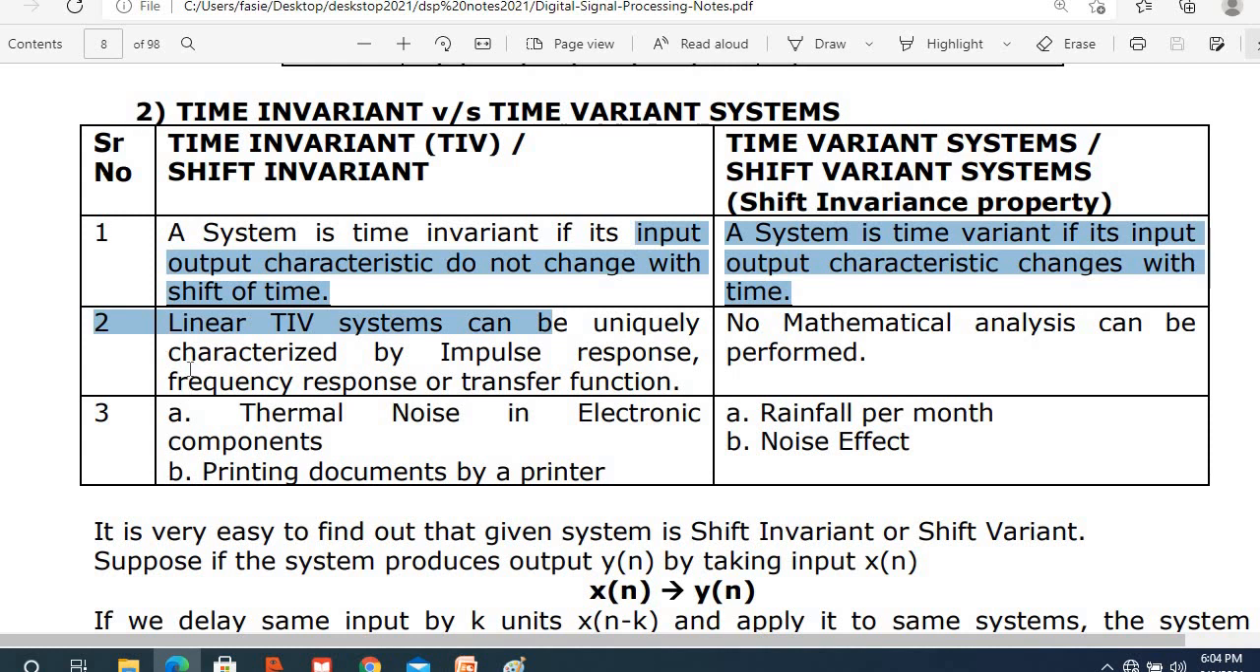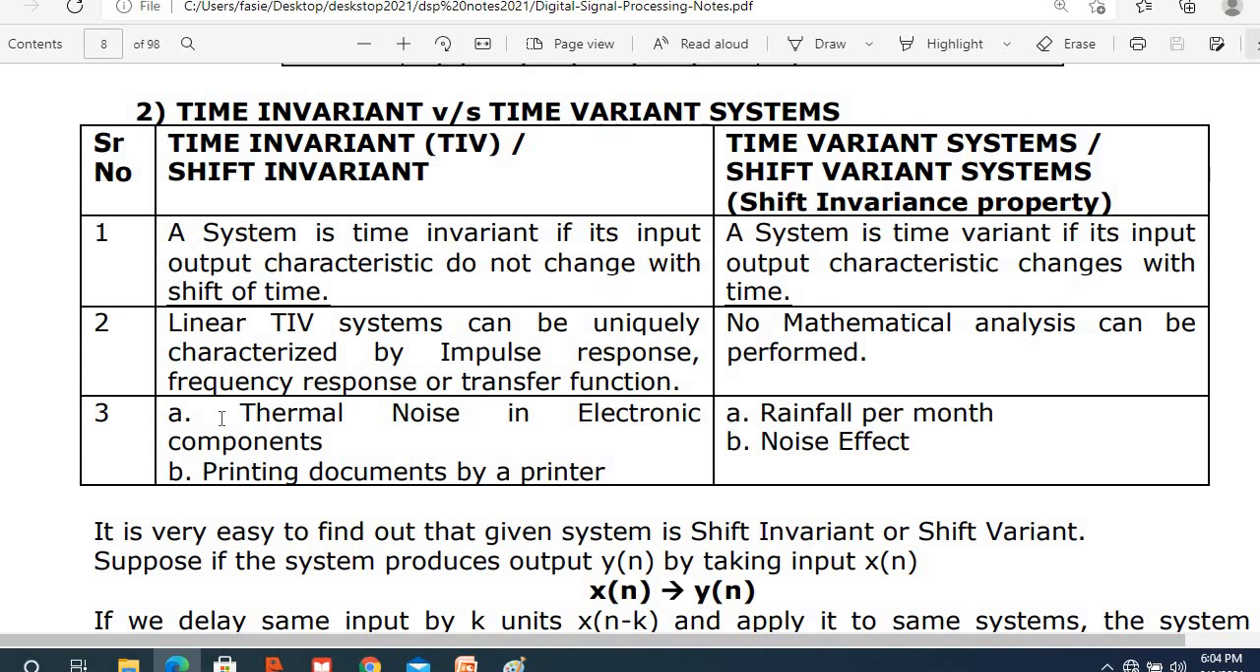Similarly, the second point says that linear time invariant systems can be uniquely characterized by impulse response. We have impulse responses when we design filters, low pass filter, high pass filter, band pass filter, band stop filter, by using the approximation technique. In your IIR filtering concept, impulse invariant response filtering, we have the second unit. We are going to discuss how it works. Here, no mathematical analysis can be performed. It only uses the probabilistic realistic method.